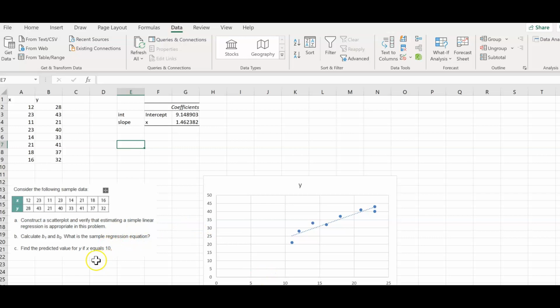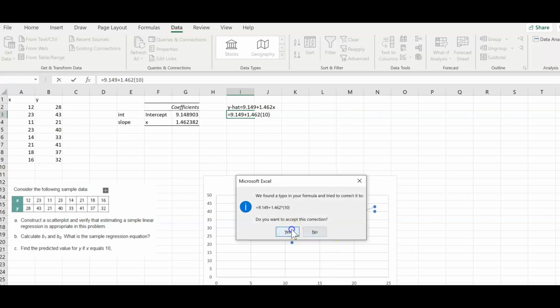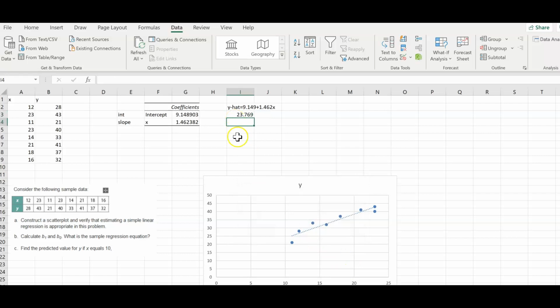So what is the equation here? The equation would be y hat equals our intercept, 9.149, plus 1.462x. Okay, so that is our equation. Letter C asks to find the predicted value. We can just use this here: 9.149 plus 1.462, and x is equal to 10. Oops, looks like I made a typo there. There we go. 23.769. And so that is how you do that.